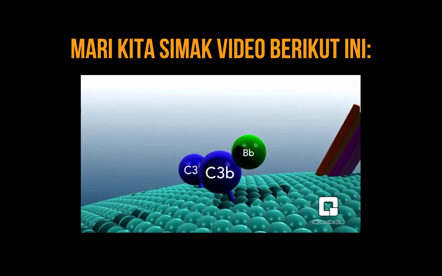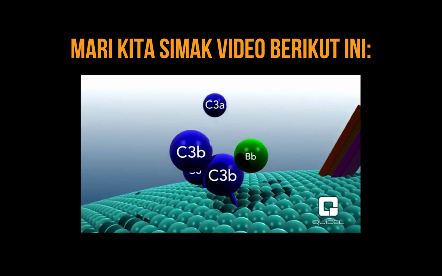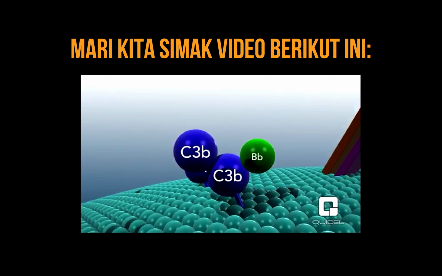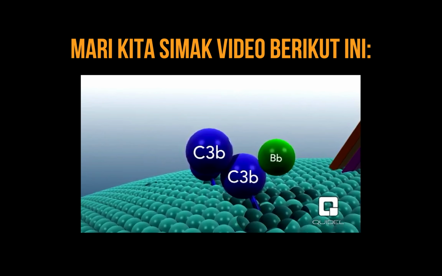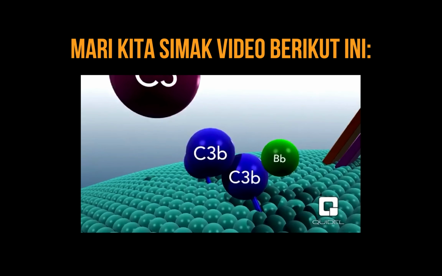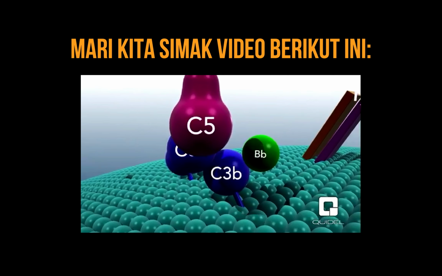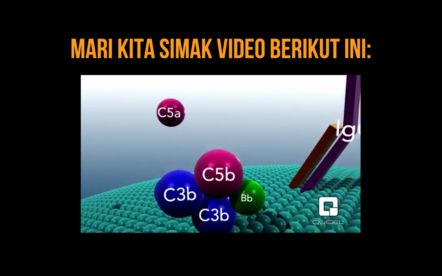And, as with the classical pathway, some of the C3b generated will interact with the C3 convertase itself, resulting in the formation of a trimolecular complex of two C3b molecules and Bb. This multimolecular complex is called the C5 convertase of the alternative pathway and is specific for cleaving C5.